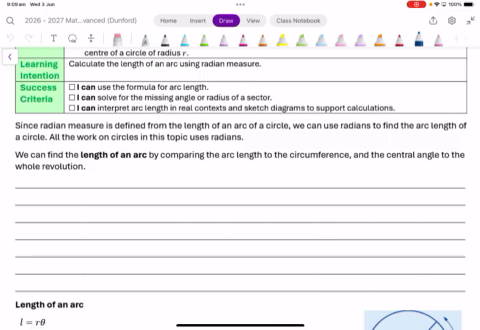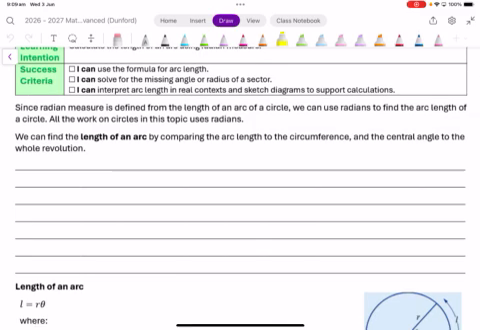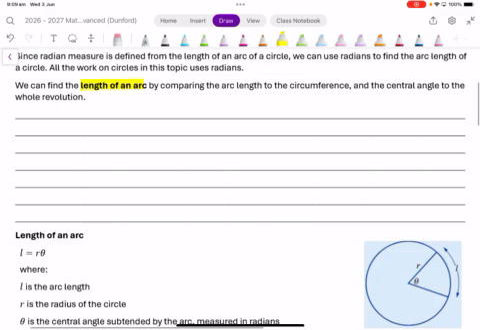So in all the work on circles, we're using radians like I just said. We can find the length of an arc by comparing the arc length of the circumference and the central angle to the whole revolution. When we're finding the length of the arc, we're finding this bit here. If we cut out a piece of pizza, we're finding the length of the crust of the pizza.